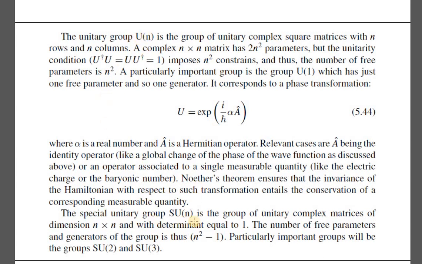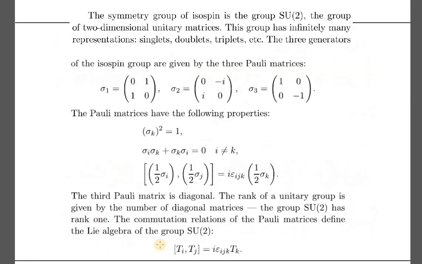The special unitary group, now from UN to SUN. The special unitary group SUN, what's so special? You see, it is a group of unitary complex matrices of dimension n by n. Up to this part, it's the same as the previous one, but now with this one new addition, with determinant equal to 1. And so the number of free parameters and generators of this group is thus n square minus 1, since the determinant must be equal to 1. Particularly important groups will be the groups SU2 and SU3. Now, the first one is SU2, which we will talk about in this lecture.